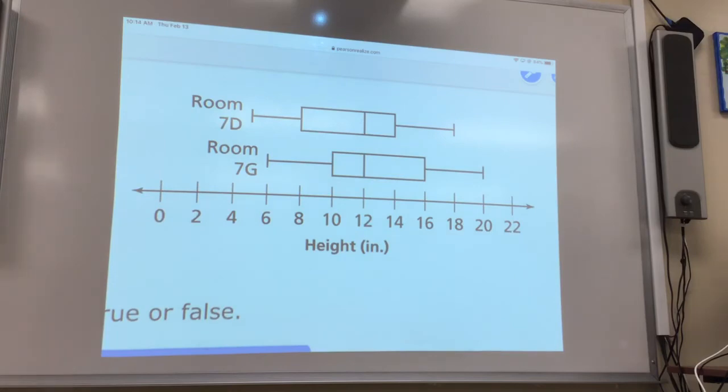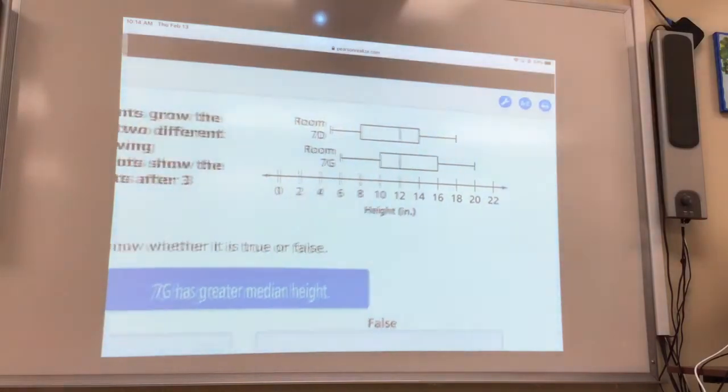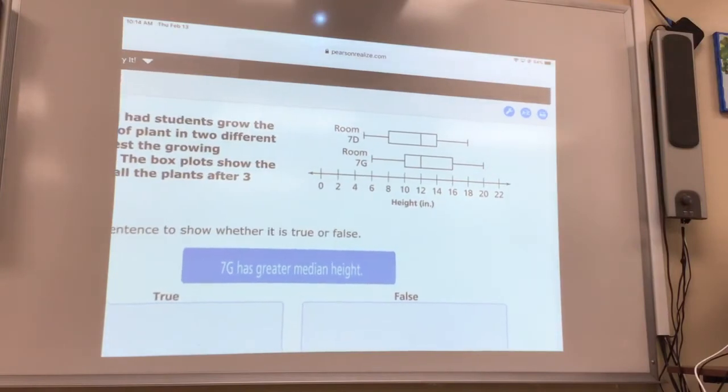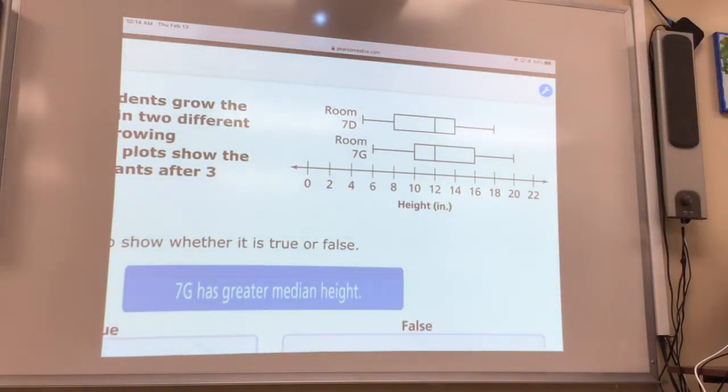Sam, are you done with yours now? Yes? Okay. So what we're going to do is I'm going to give you a number of different statements, and we're going to decide whether they're true or false. So underneath your box plot, I want you to make a column where one column is true, the other column is false. And we're going to put statements into the 2 columns.